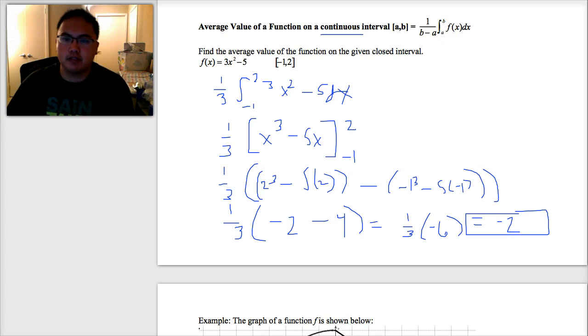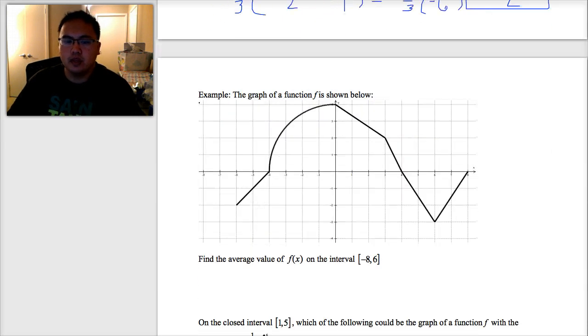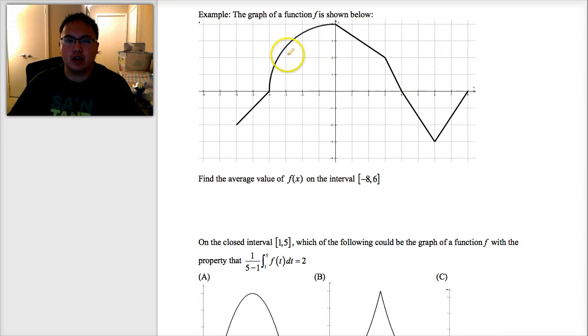So hopefully you understand a little bit about average value. It's just integration again, but dividing by how long the interval is. Let's do it again, but now with a graph. So here it says the graph of the function f is shown below. They're not giving you an equation, instead they're giving you a graph. And it says find the average value from -8 to 6.